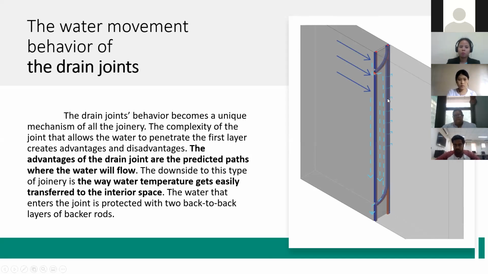The drain joint is a more unique joint, where there's an opening for the water to go in and an opening for the water to go out. With the nature of the joint, the temperature of the water can transfer to the interior very easily, but there's no sign of water leakage.